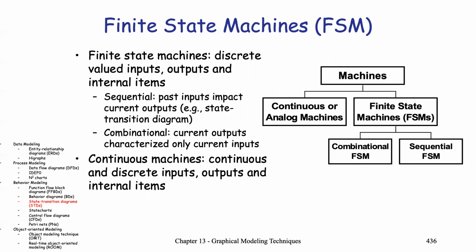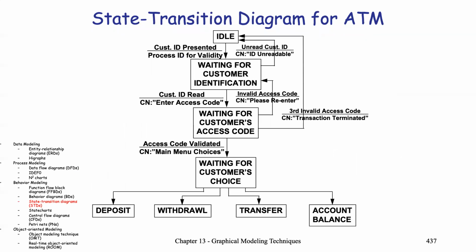For finite state machines, or maybe you just want to call them state machine diagrams, which is what SysML calls them. So finite state machines have discrete value inputs, outputs, and internal items, and you're showing the relationships between one and another. And in comparison, continuous machines have continuous and discrete inputs, outputs, and internal items. So moving on, for a state transition diagram, you're showing how things flow from one state to another.